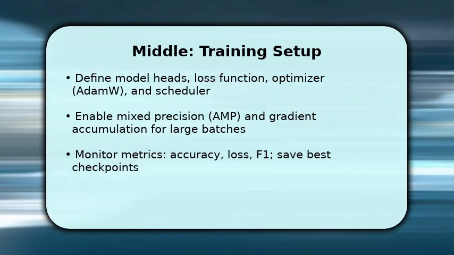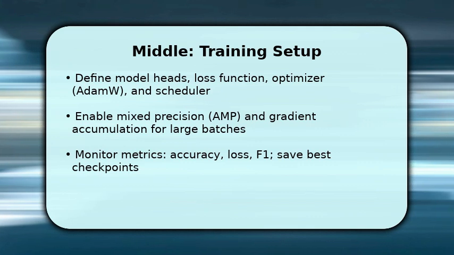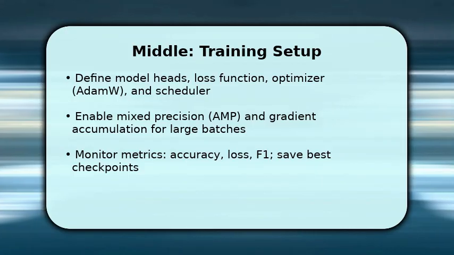Then log metrics each epoch, validate frequently, and checkpoint only when validation improves. This helps you iterate quickly and avoid overfitting while keeping reproducibility in mind.